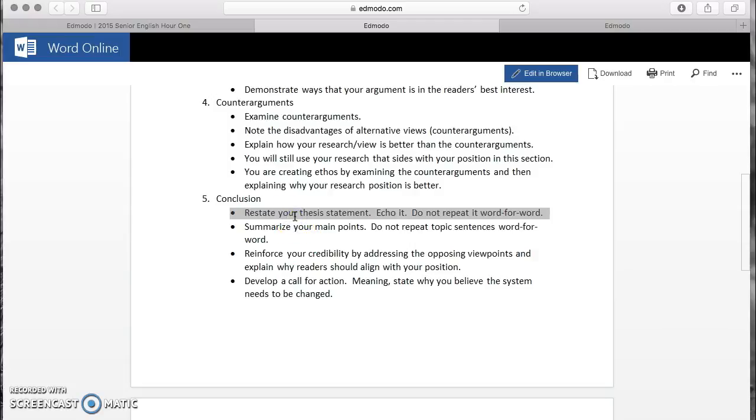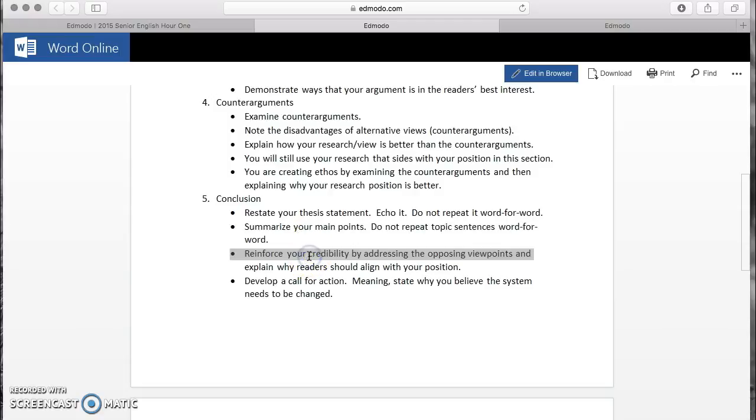So with that said, restating your thesis statement as it says there, don't repeat it word for word. Echo it. Remind us of your main argument of your entire research paper. Just don't do it in a word for word fashion. Okay, from there also summarize your main points. Don't repeat the topic sentences word for word. That'll look cheeky and it'll look fairly fundamental and elementary, to be honest. So you can summarize your main points or several main points in a sentence or two.